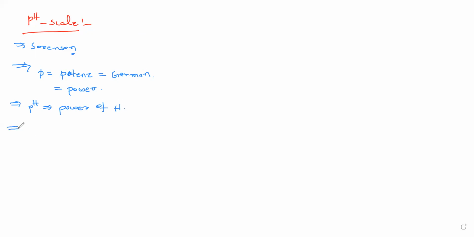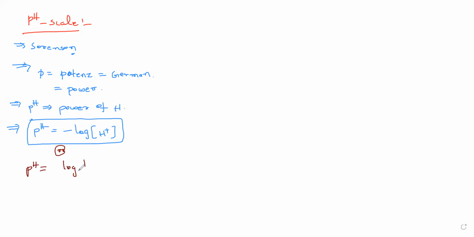But what is the definition of pH? pH is given like this: minus log of the H plus ion concentration. So this is the pH equation. Based on this, we can give the definition also. Before that, we write the same equation in this form: pH is equal to log 1 by the concentration of H plus. So you can understand, if you take this H plus to the numerator, it converts into minus.